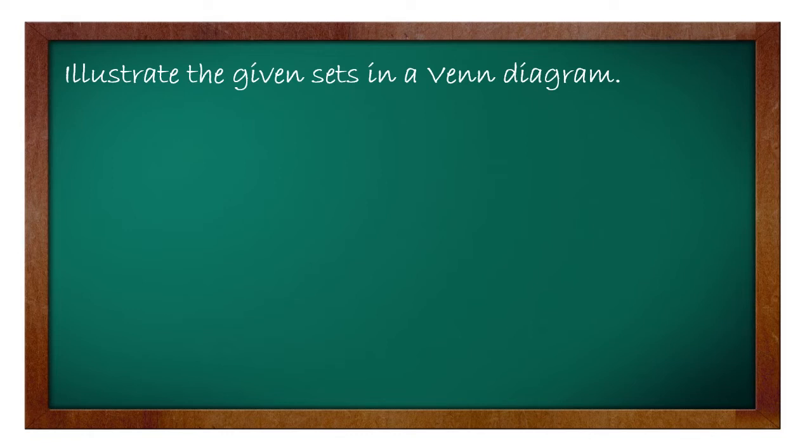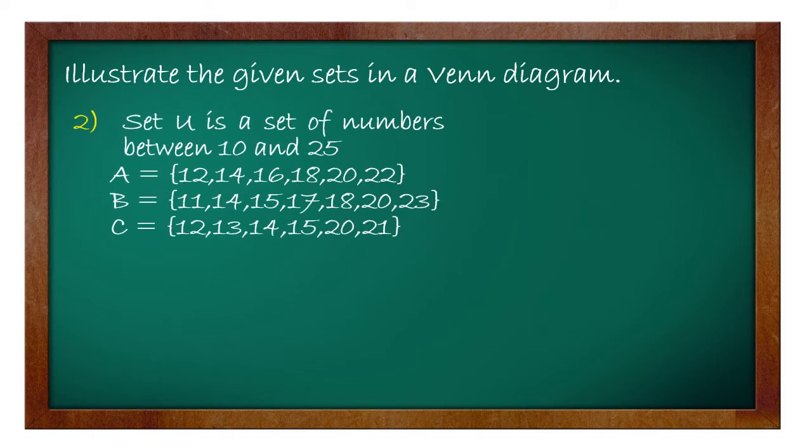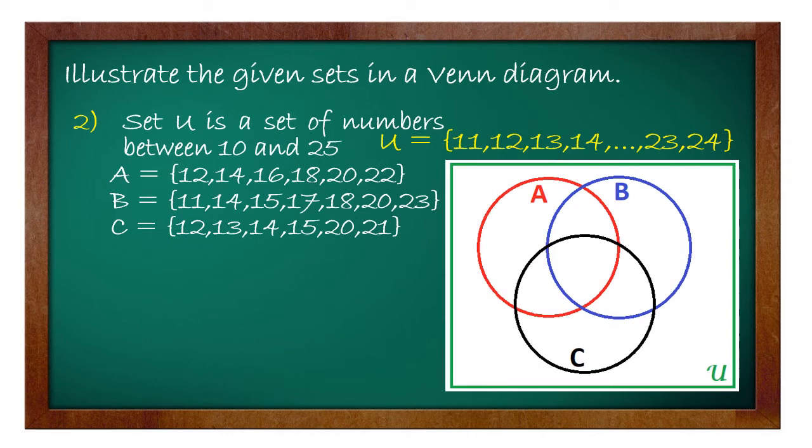Illustrate the given sets in a Venn diagram. Set U is a set of numbers between 10 and 25. Set A, set B, and set C. So kung mapapansin natin, yung universal set natin, naka-verbal description. So we have to write first the elements under the set U. Those are 11, 12, 13, 14, up to 24. And then, ilalagay na natin siya sa Venn diagram na merong tatlong circles. Pero gaya ng sinabi ko kanina, uunahin muna natin hanapin yung intersection ng tatlong sets.